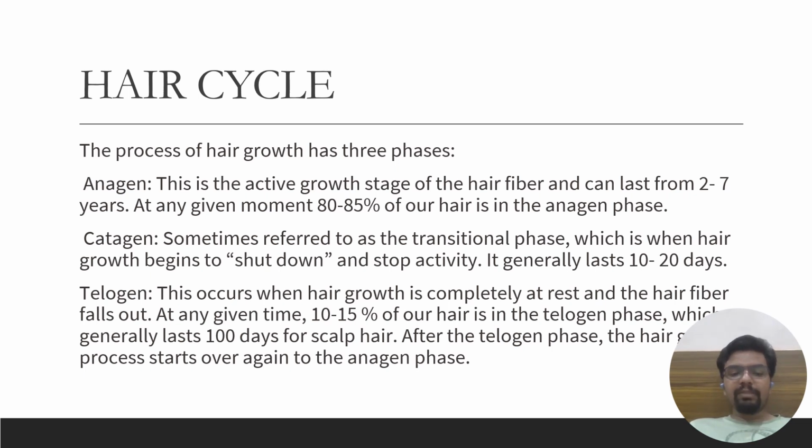And now comes the telogen. This occurs when hair growth has completely stopped, and at rest the hair fiber falls out. At any given time, 10 to 15% of our hair is in the telogen stage, which generally lasts 100 days for scalp hair. And after the telogen phase, the process starts over again with the anagen phase. In the next slide, we will find the diagram of the hair cycle.